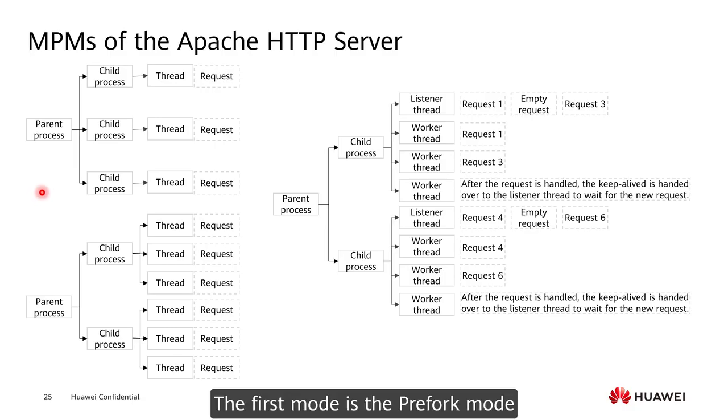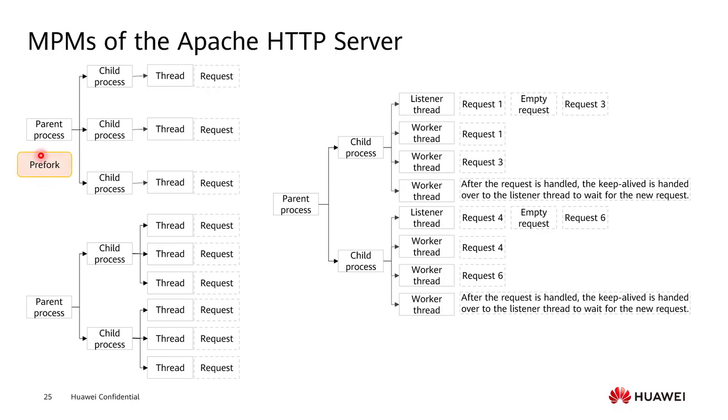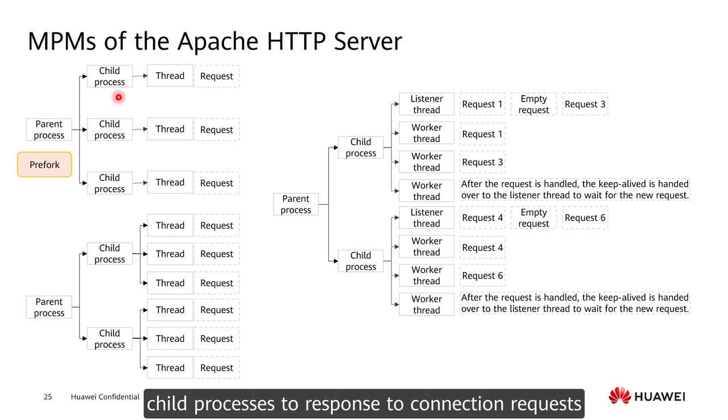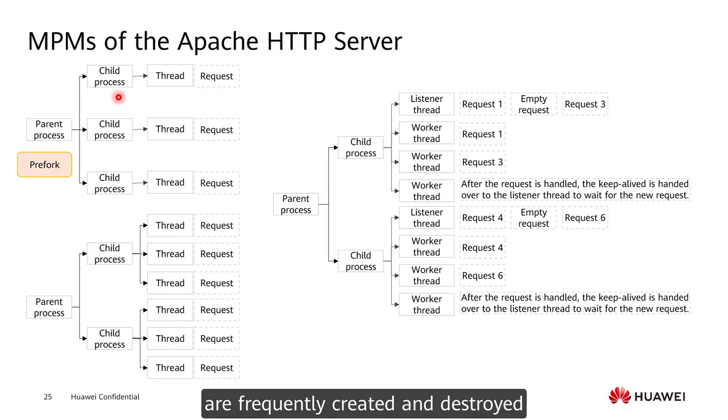The first mode is the prefork mode. Apache immediately creates multiple child processes to respond to connection requests after startup. This reduces overheads generated when child processes are frequently created and destroyed, and ensures a stable web server runtime. But child processes occupy memory resources, meaning this mode is not recommended for high concurrency scenarios.